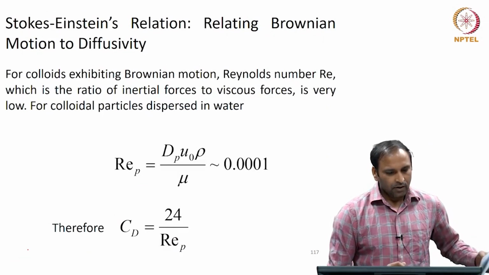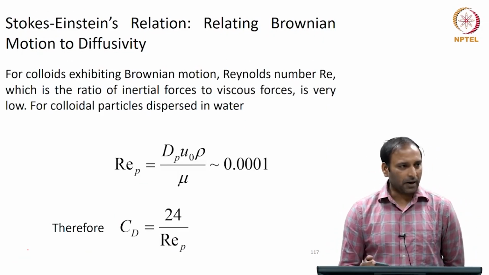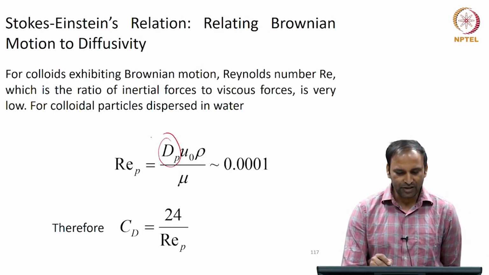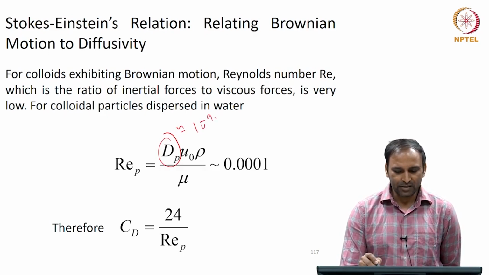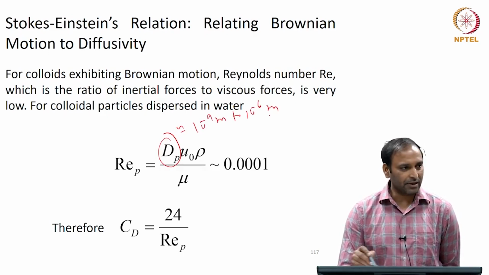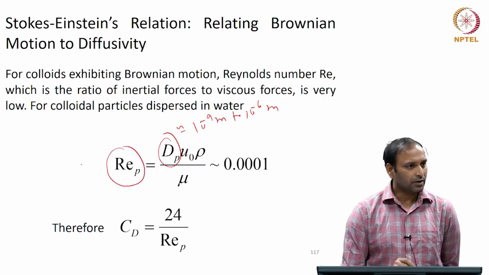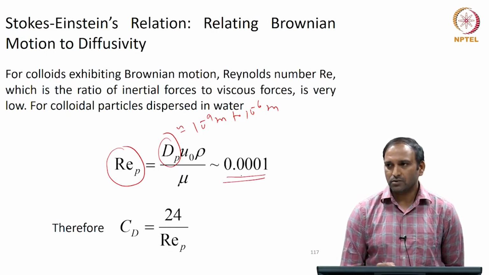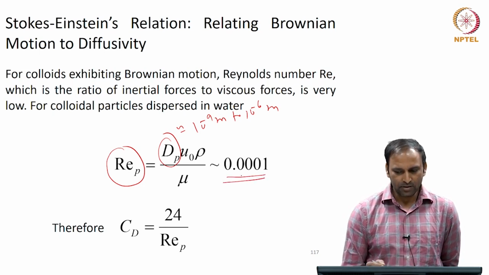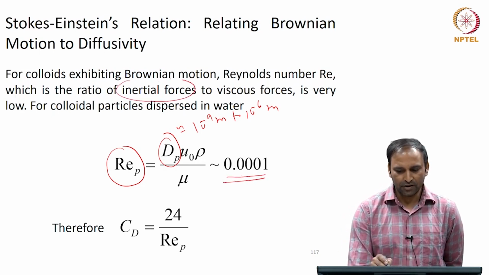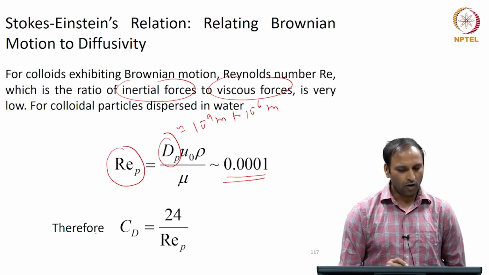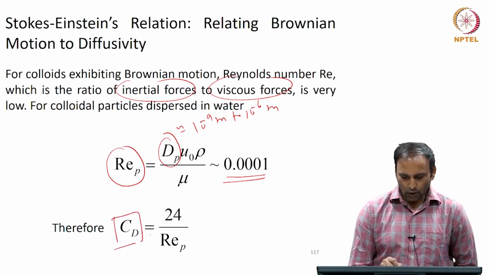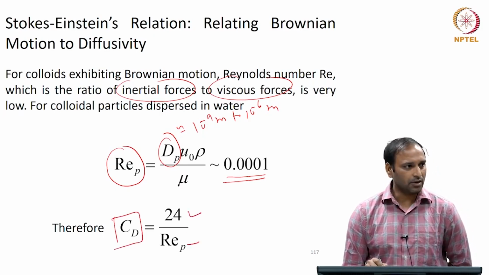Now, because we are working with colloidal particles, which are very, very small, of the order of 10 power minus 9 meter to 10 power minus x meter, the Reynolds number that you calculate for any problem that involves colloidal particles is going to be very, very small. That means Reynolds number, which is the ratio of inertial forces to viscous forces, is always small. In such cases, your CD goes as 24 divided by Reynolds number.